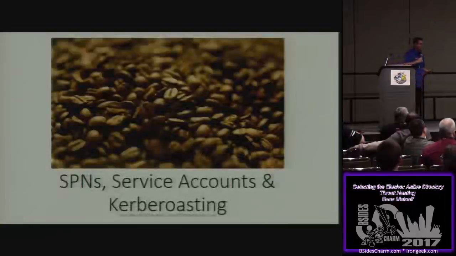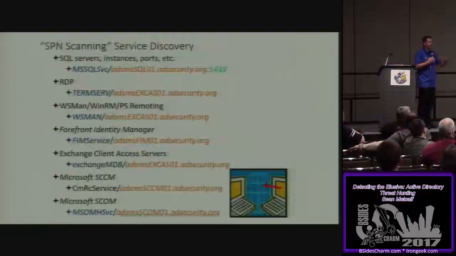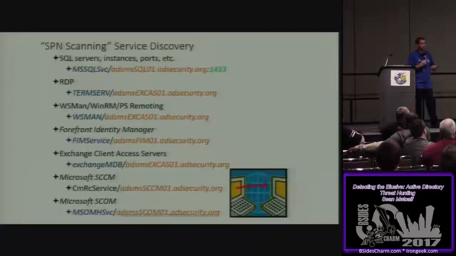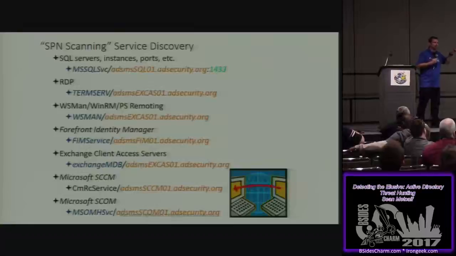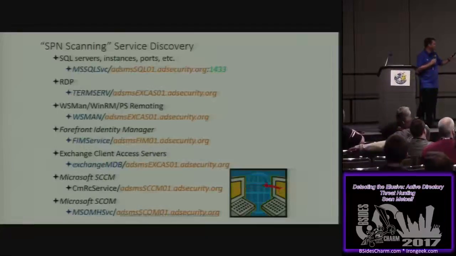So one of the methods that attackers use is something that I call SPN scanning, which is basically asking Active Directory for what are the services that are using Kerberos in the environment. Because in order for Kerberos authentication to work, a service has to have a service principal name associated with it. And that service principal name associates that service account with a service running on a server. So it looks like this.